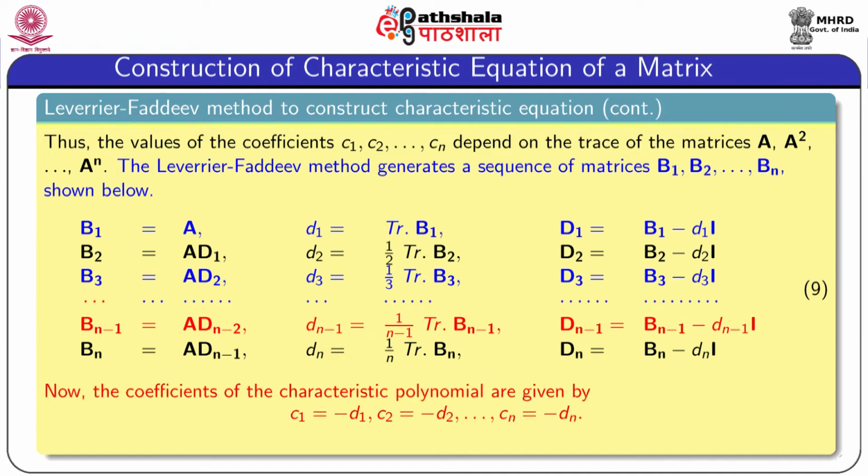Now the coefficients of the characteristic polynomial are given by C1 equal to minus small d1, C2 equal to minus small d2, and lastly Cn equal to minus small dn. So these are the coefficients of the characteristic equation of the matrix A. It can be verified that the last matrix Dn is equal to 0 for any matrix A.